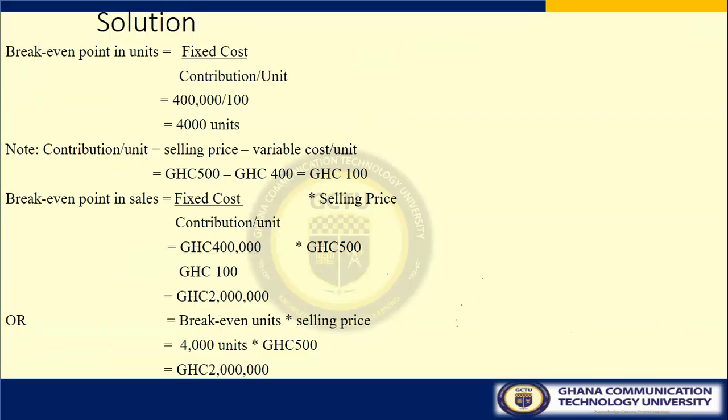Break-even point in unit is equal to fixed cost divided by contribution per unit. Please write it down. Contribution is equal to selling price minus variable cost. Break-even point in unit is equal to fixed cost divided by contribution per unit. Break-even point in sales is equal to break-even point in unit times selling price.